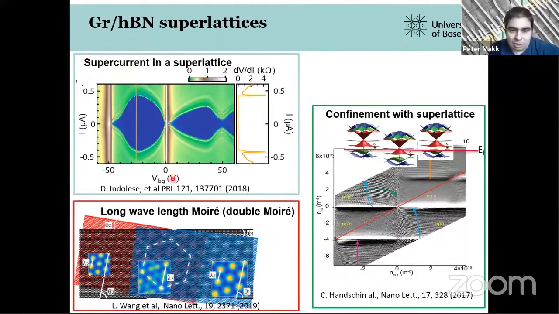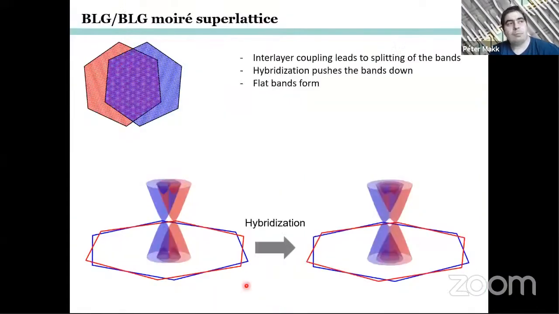I have worked a bit on Moiré heterostructures when I was in the group of Christian Schönenberger, where we studied graphene HBN superlattices. For example, I think we were quite happy that we could measure supercurrent with superconducting electrodes on a graphene HBN superlattice, or to see Fabry-Perot oscillations in locally defined cavities. Or I think we were, let's say, the first ones to observe double Moiré or super Moiré structure in graphene HBN structures.